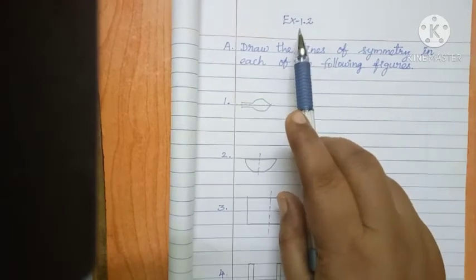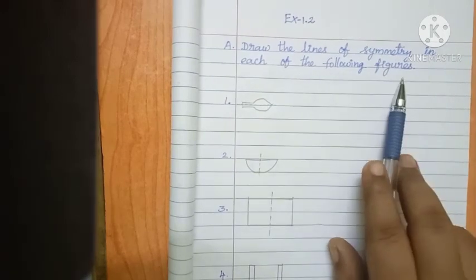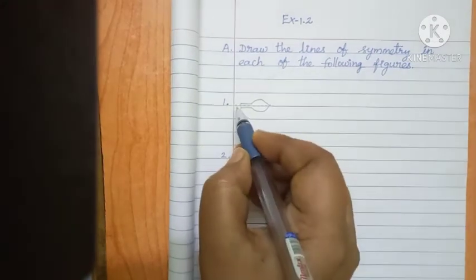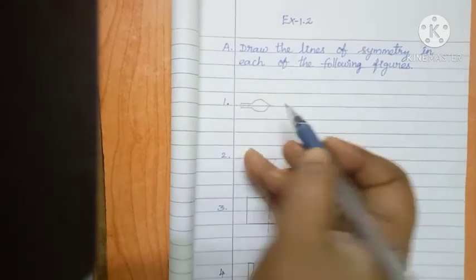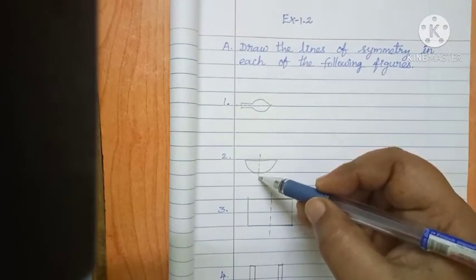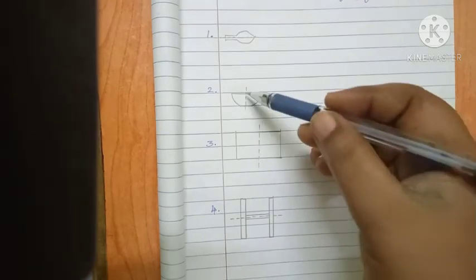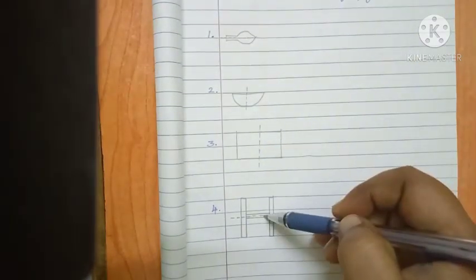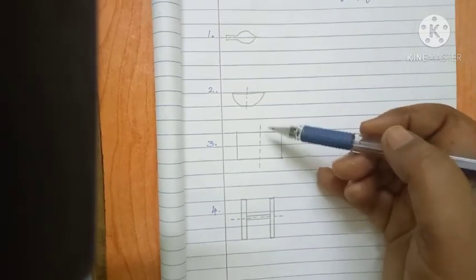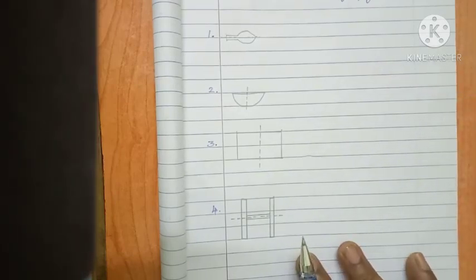The next one, exercise number 1.2. Draw the lines of symmetry in each of the following figures. The first one is here. So cut the line with this straight line. So you get the symmetry. Here, yes, line symmetry, you draw the cut. Here also cut, here also cut. But this one is a standing line, this one is a sleeping line. The first and last are sleeping lines, then the second and third are standing lines. Use any one method to draw the line, then you get the symmetry shape in the figure. Okay.